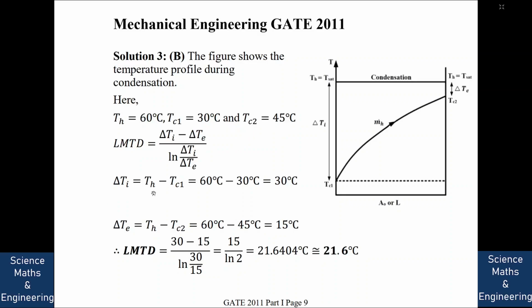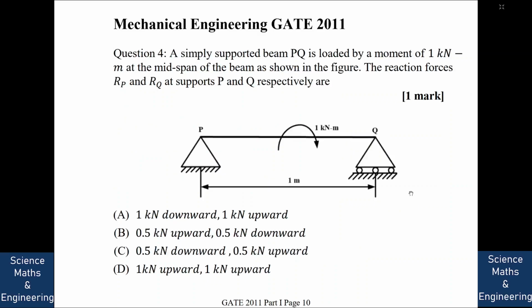So delta Ti is Th minus Tc1, which is equal to 30 degrees, and delta Te equal to Th minus Tc2, which is equal to 15 degrees. So we have delta Ti and delta Te. So the log mean temperature difference would be (30 minus 15) by log of 2, which is equal to 21.6 degrees centigrade. So we'll go to the next question.